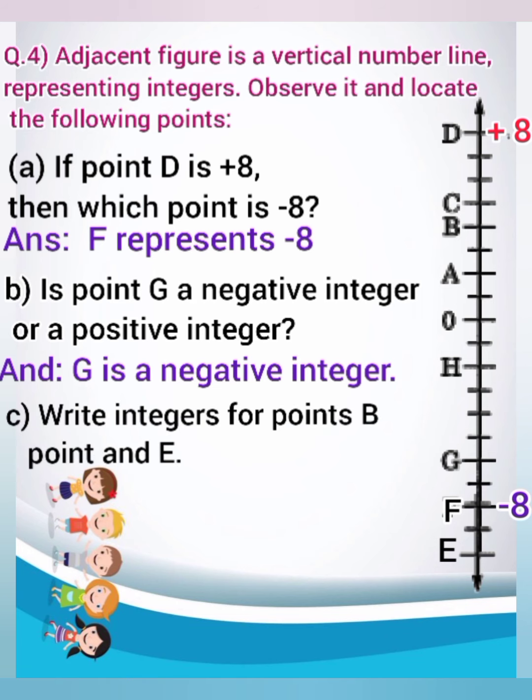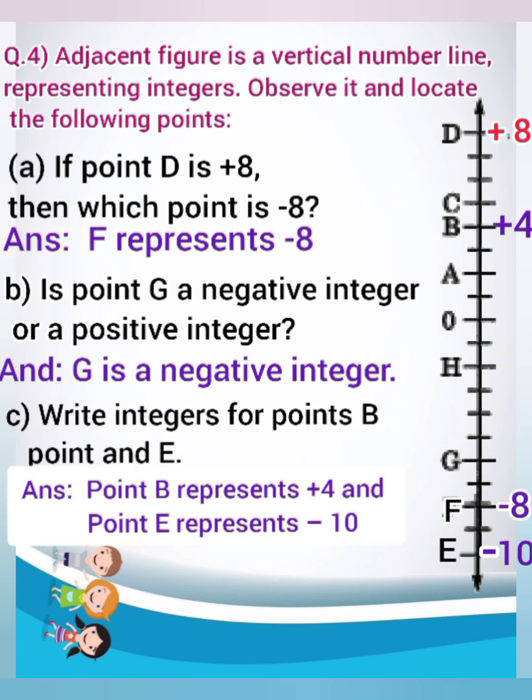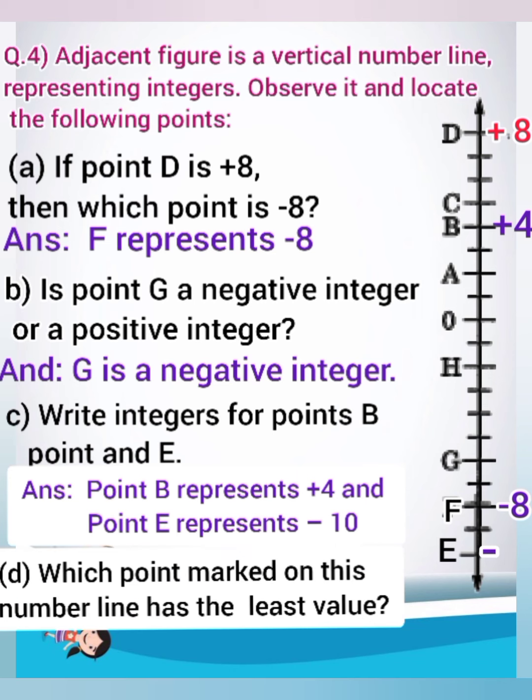Now sub question C: write the integers for point B and point E. So here point B represents positive 4, which is on the upward side, and point E represents minus 10. So here the answer is: point B represents plus 4 and point E represents minus 10. Isn't it so simple?